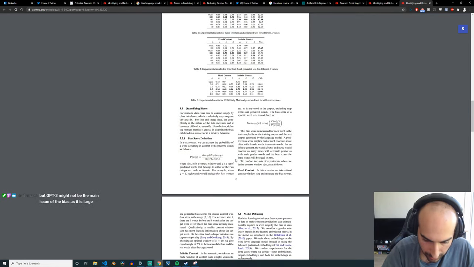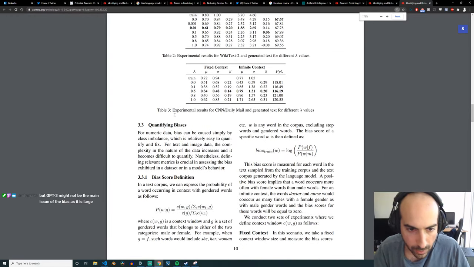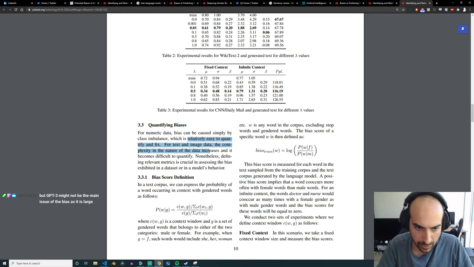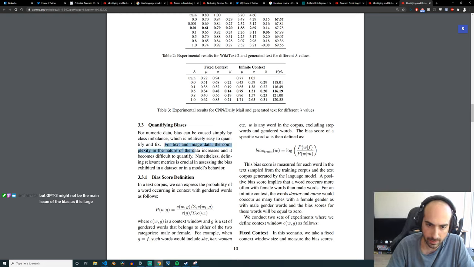Okay, quantifying biases. Great. So this is what we're looking for. For numeric data, bias can be caused simply by class imbalance, which is relatively easy to quantify and fix. For text and image data, the complexity and the nature of the data increases and it becomes difficult to quantify.